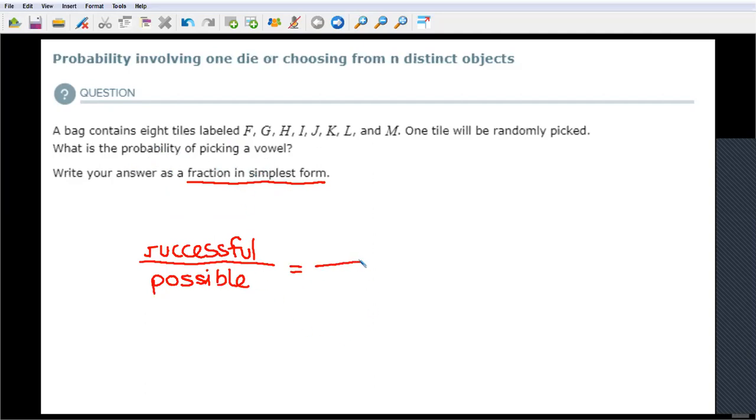So if you look at these letters that you're given here, you're told that there are 8 tiles. So we know right away that if you're drawing one tile randomly, you're going to get 8 tiles as your potential outcomes. From there, you just have to figure out how many of these letters are vowels. So you see here, the only vowel that I see is the I. So we're going to put a 1 on top because there's only one possible outcome that's going to make this situation happen. It says write your fraction in simplest form. 1/8 is already simplified, so that is the probability that you draw a vowel out of this bag of tiles.